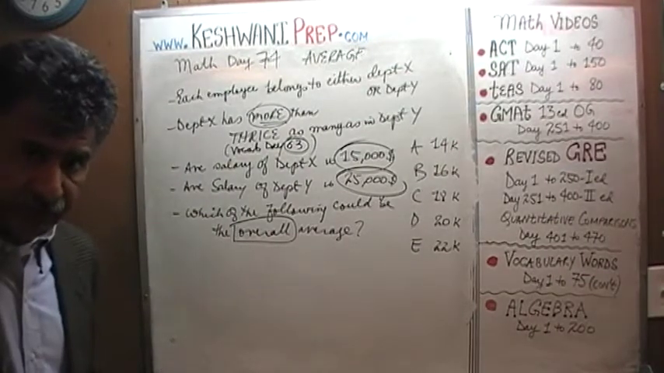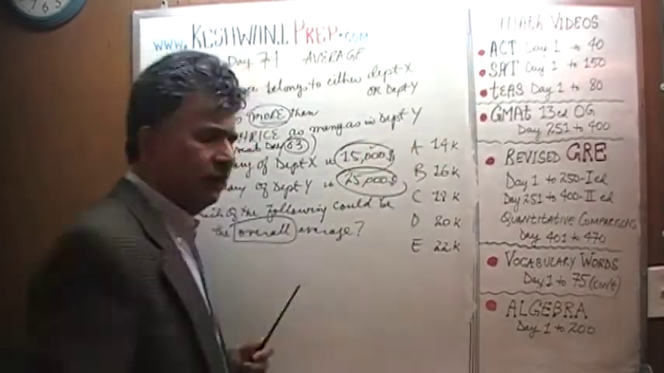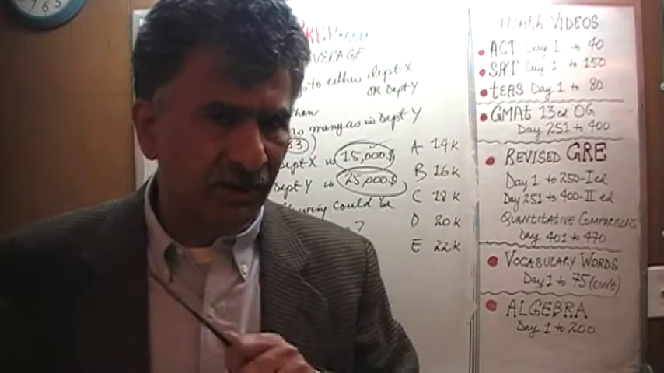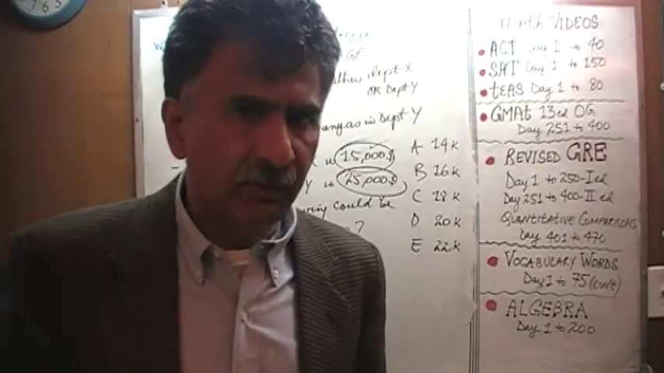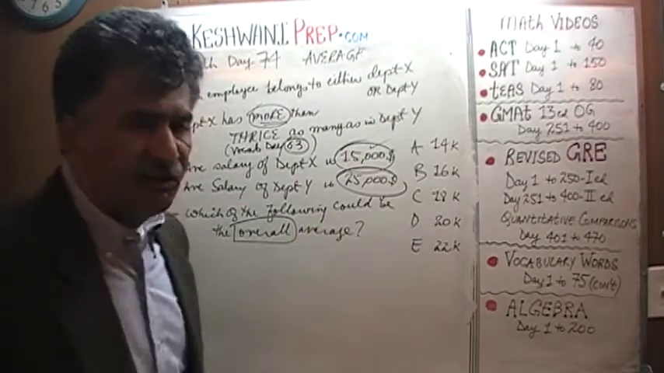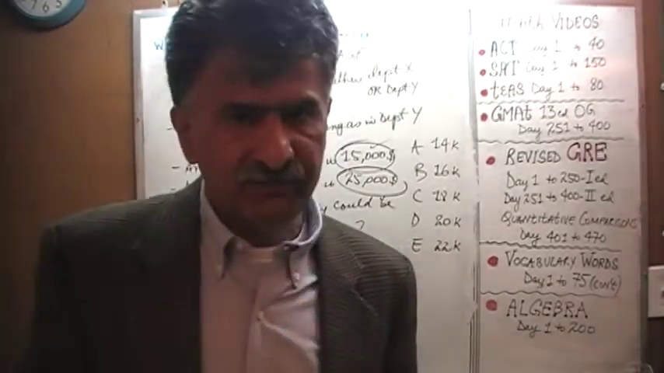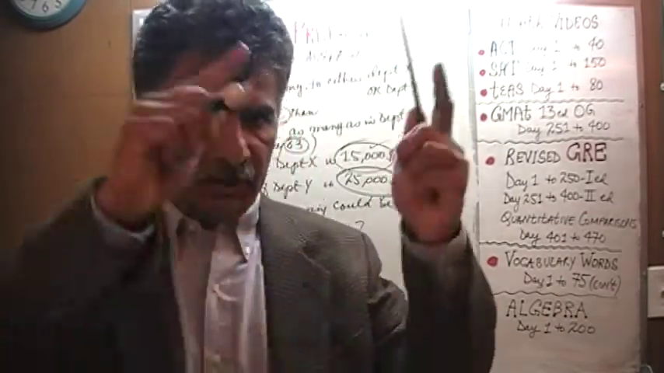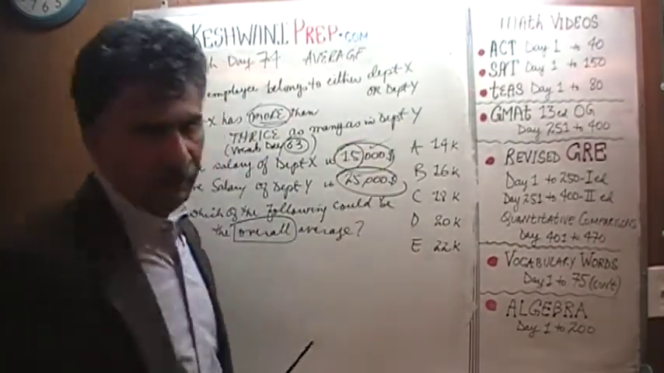Well, first thing first. Not average score rather. That's not what I meant to say. That was the problem we did yesterday and the day before yesterday when we were talking about the average score in the class. Here we're talking about the average salary. The average salary in Department X, we are told, is 15,000. Average salary in Department Y, we are told, is 25,000. What does it tell us? It tells us that the overall average for the entire firm could not possibly be below 15.